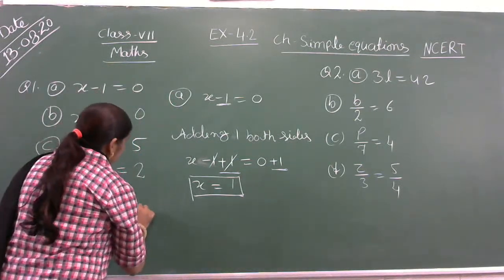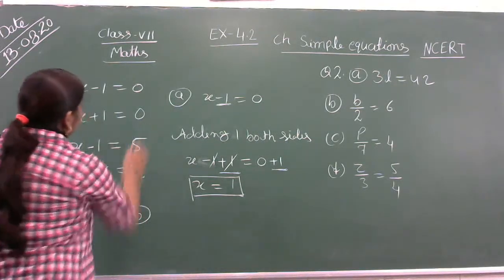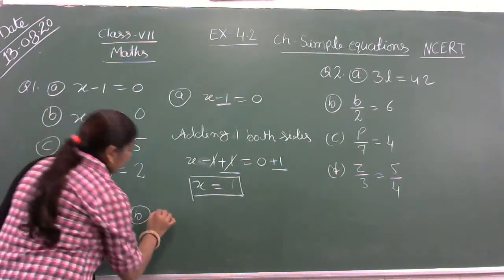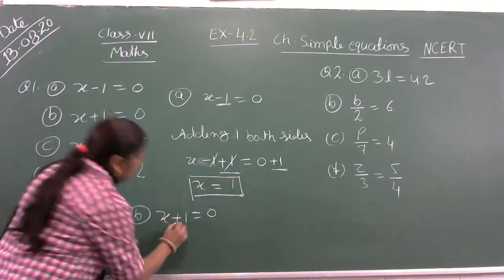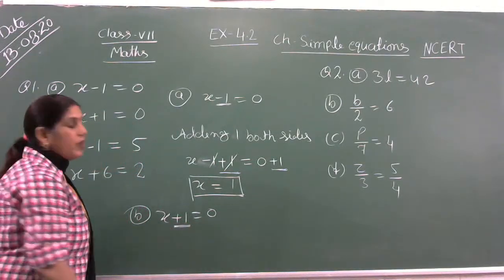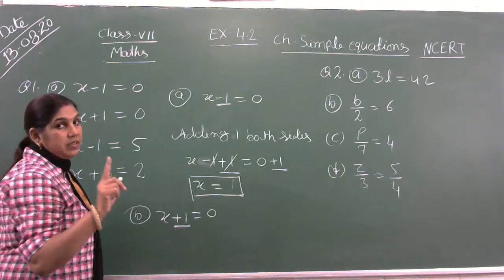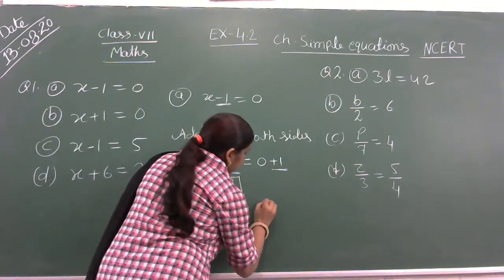Now moving on to part B, x plus 1 equals 0. Similarly, first see this: given here plus 1. So what do we do? Subtracting. Subtracting 1 from both sides.